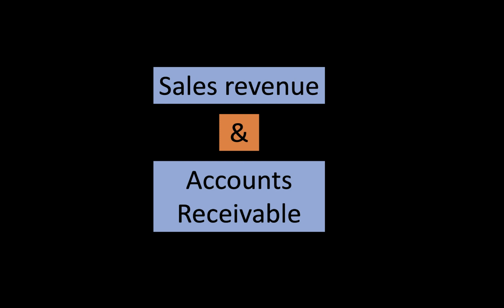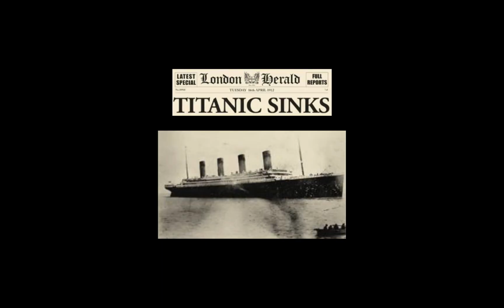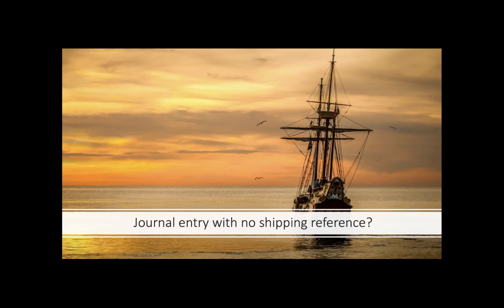The company's accounting system will have a sales journal that shows a list of journal entries for recorded sales. Each sale should have a shipping reference. The auditor should check for entries without shipping references, as these could be fictitious sales, and make sure that no sales were recorded before the shipping date.